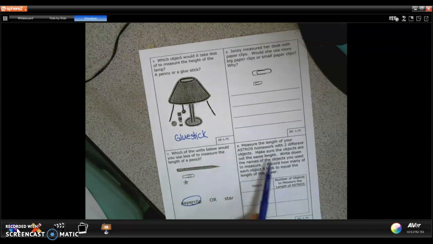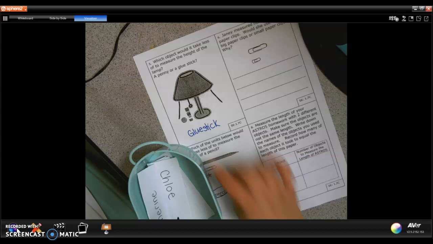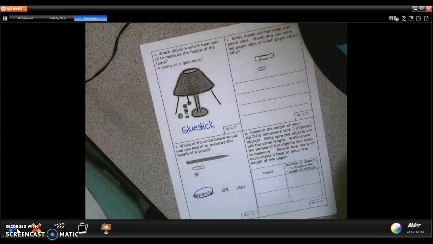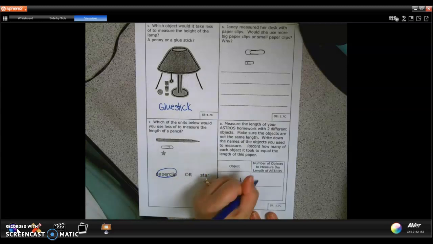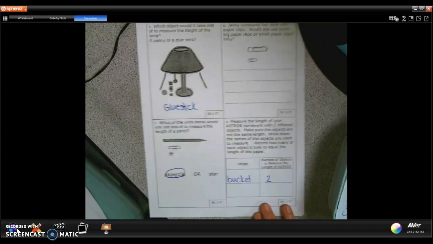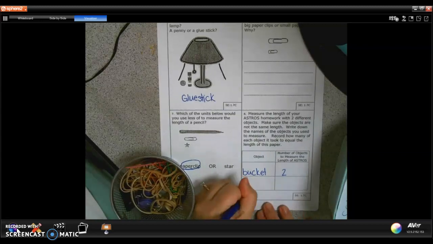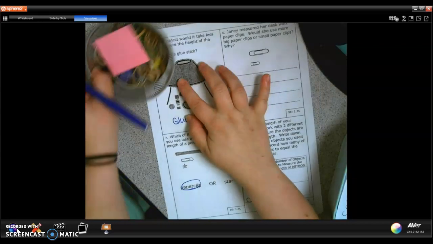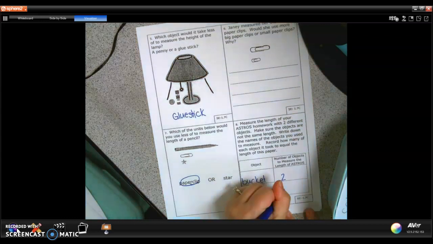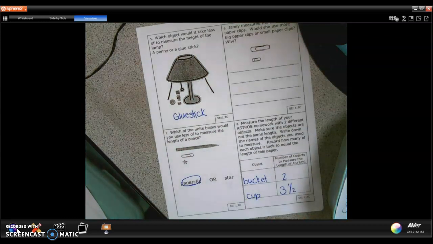Measure the length of your Astro's homework with 2 different objects. Make sure the objects are not the same length. Write down the names of the objects used to measure. Record how many times it took to measure the length. So I would say, okay, I got a bucket and it's taken 1, 2, about 2 times. And then I've got this little cup, and it's taking 1, 2, 3, about 3 and a half times. 3 1/2. Your answers will vary depending on what you use to measure.